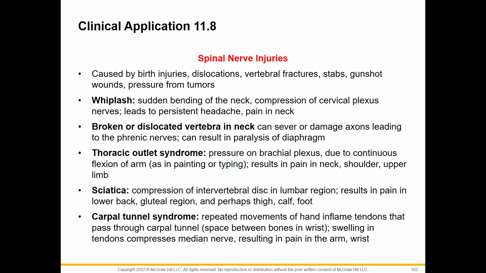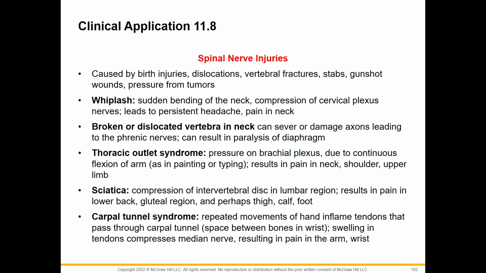Spinal nerve injuries. So, spinal nerve injuries can be caused at birth. It can be caused from dislocated bones. It can be caused by vertebral fractures, stab wounds, gunshots, or pressure from tumors. So anything that will cause the compression, the severing, the damage to those nerves can cause spinal nerve injuries.